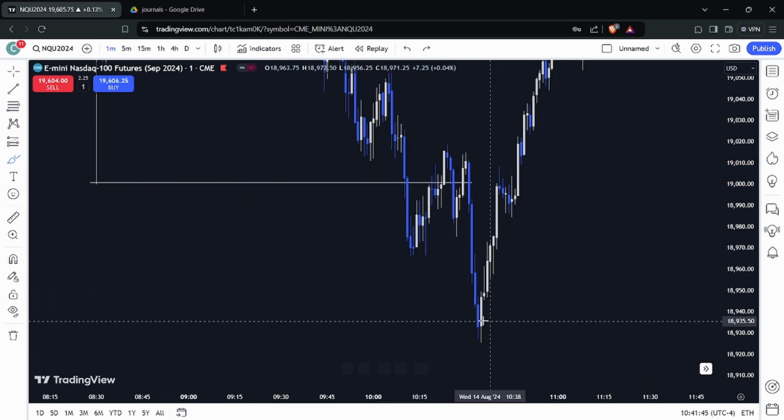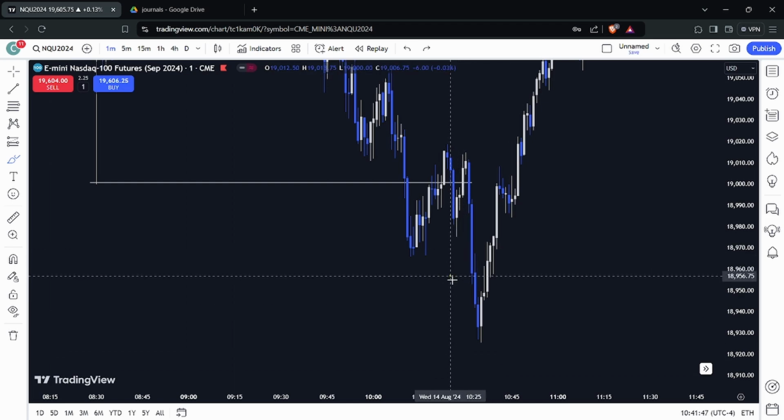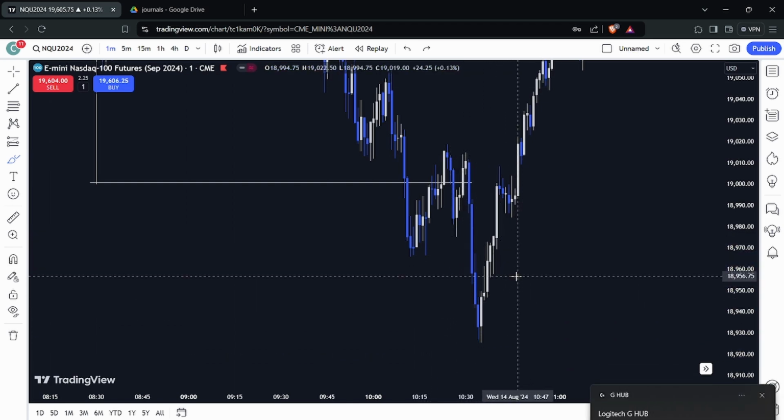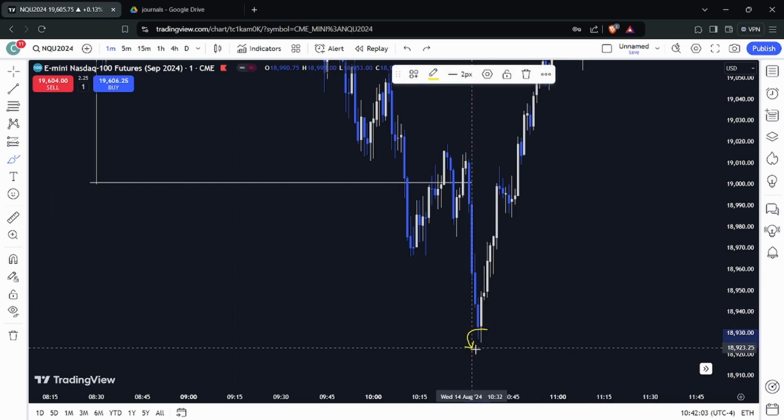But then what happens here? We take these lows out, we displace all the way down here. What happens? Boom. Straight back up. Nice displacement back up here. And notice what happens here. We only left one low.